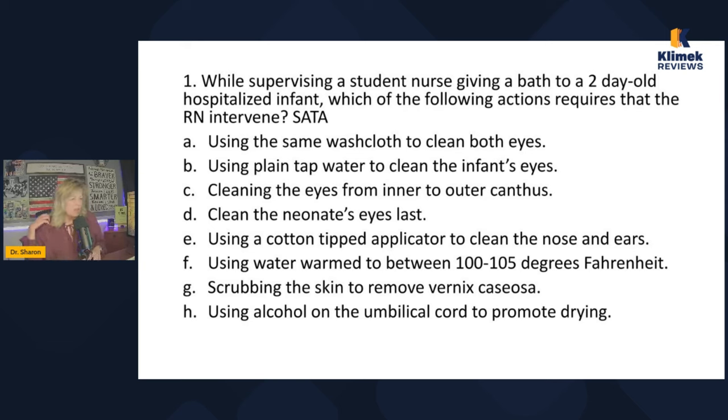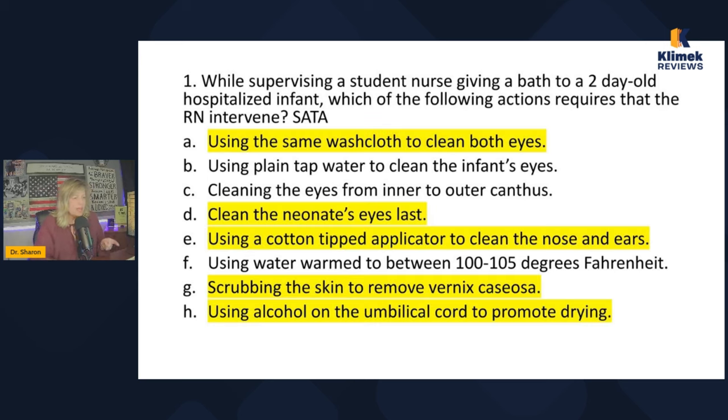No. Using alcohol on the umbilical cord to promote drying for a two-day-old. No, we don't use alcohol anymore. Soap and water is fine. We don't use alcohol. And you don't want to cover it with the diaper either, so you have to fold the diaper down if they still have the umbilical cord there.